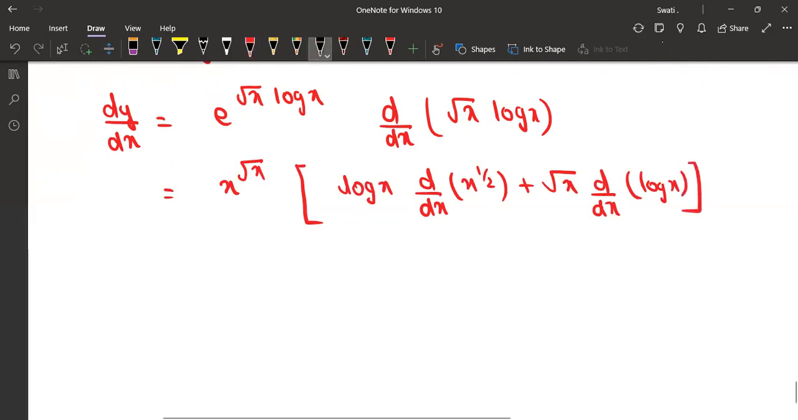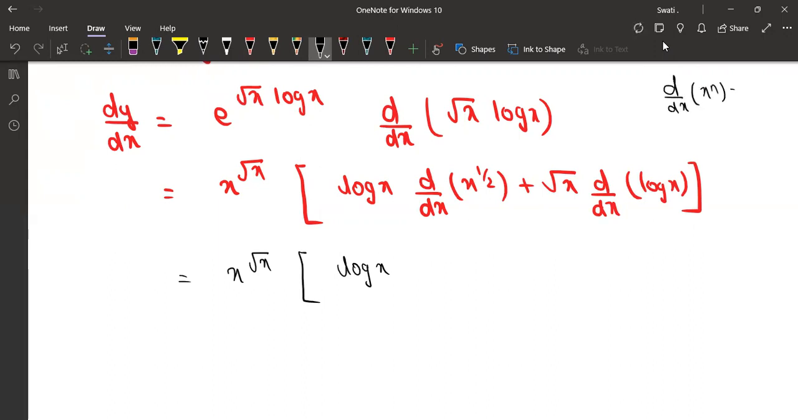And now in the next step, we can write this as x raised to root x. This will become log x. Here we are going to use the formula of derivative of x raised to n. We know that derivative of x raised to n, by formula, is n into x raised to n minus 1. So using that formula, it will become half x raised to half minus 1, right? Plus this root x as it is, and derivative of log x is 1 upon x. That is it.